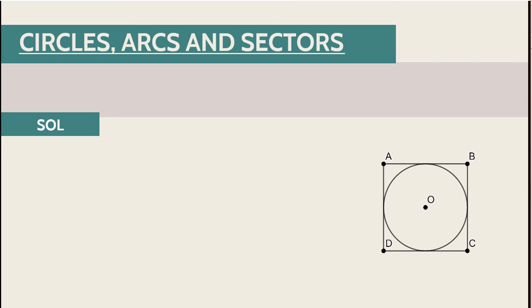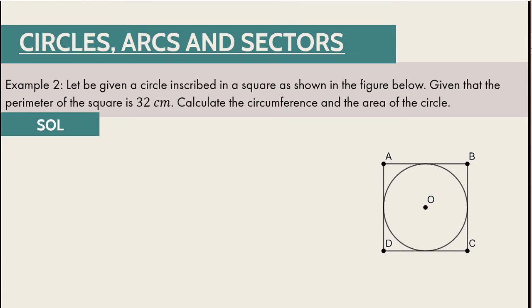Now let's have some practice. Let be given a circle inscribed in a square as shown on the figure below. Given that the perimeter of the square is 32 centimeters, calculate the circumference and the area of the circle. Okay, I will give you 3 or 5 minutes to think about this problem. I suggest you pause the video and think of it for yourself. Try to do it on your own.